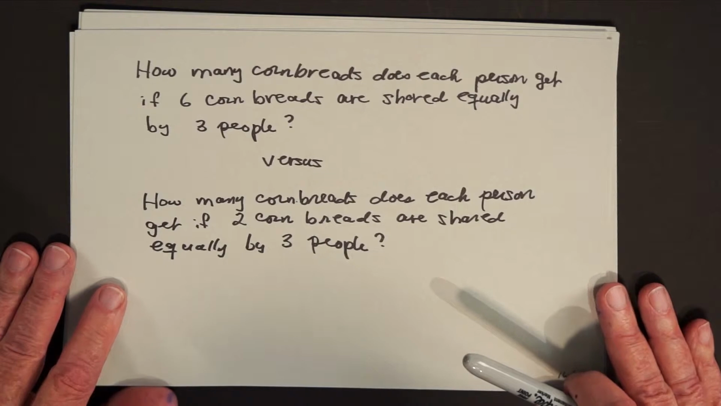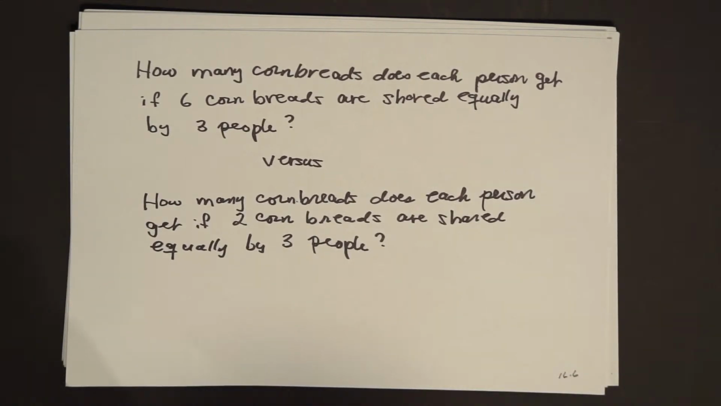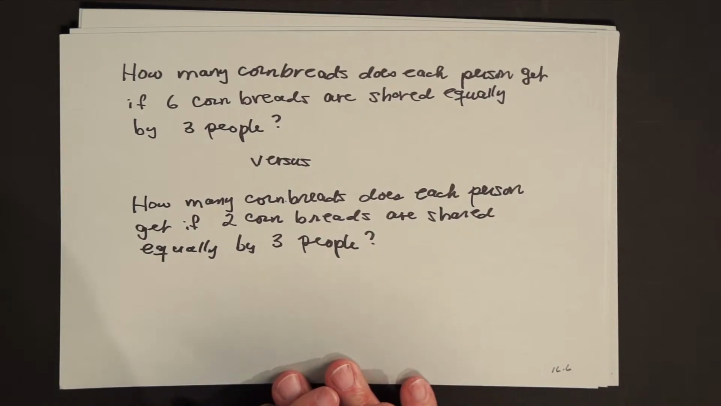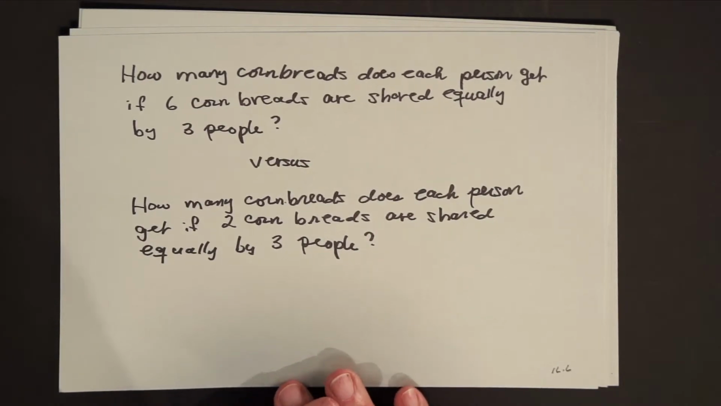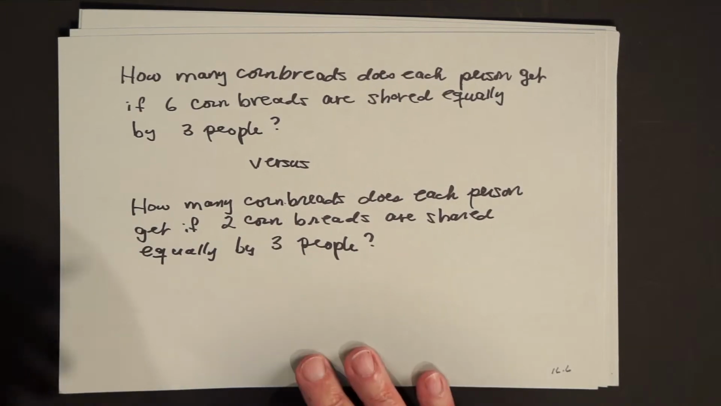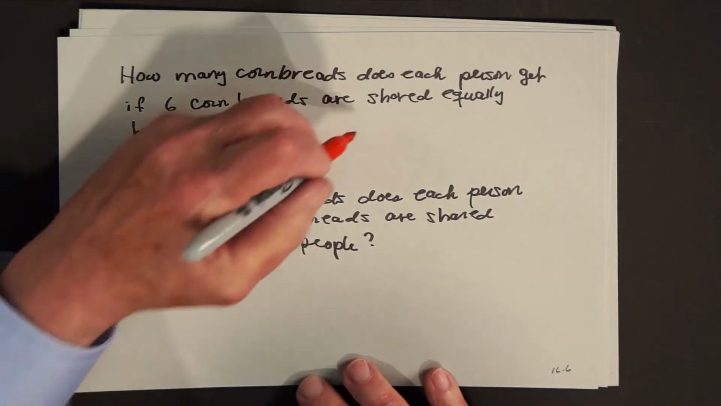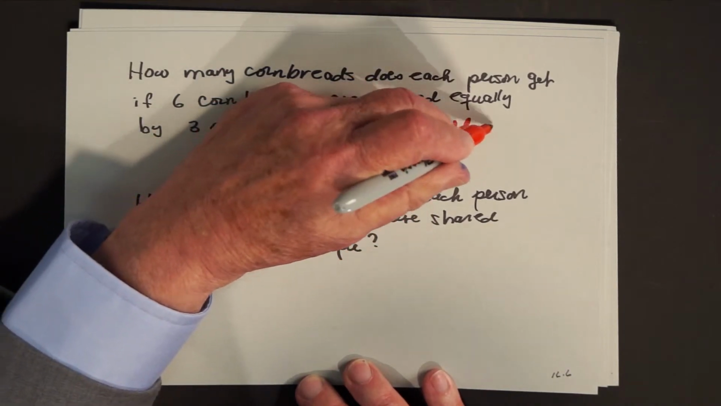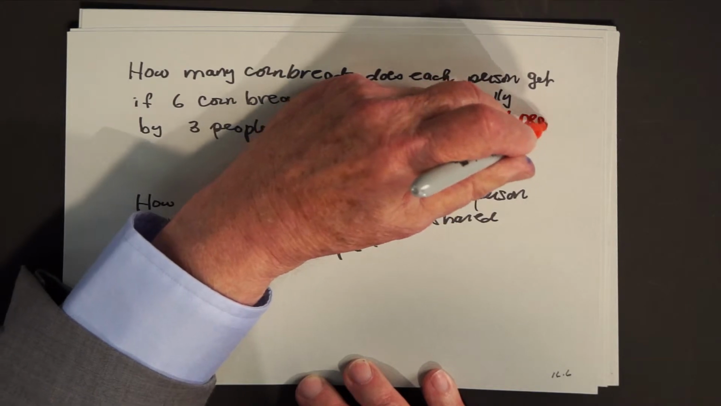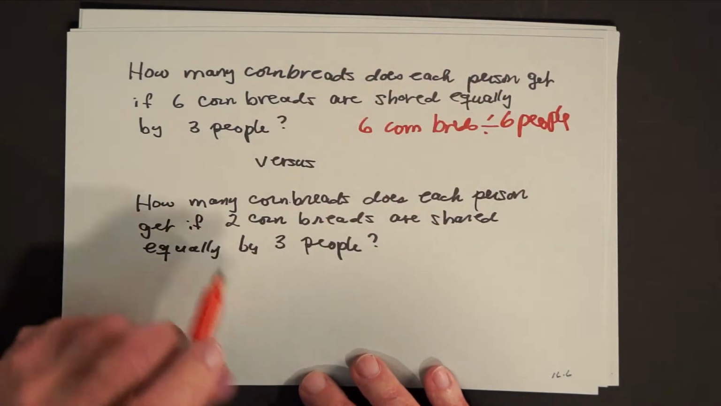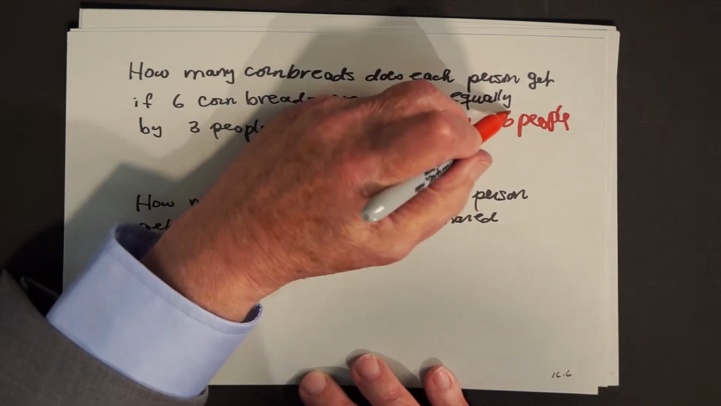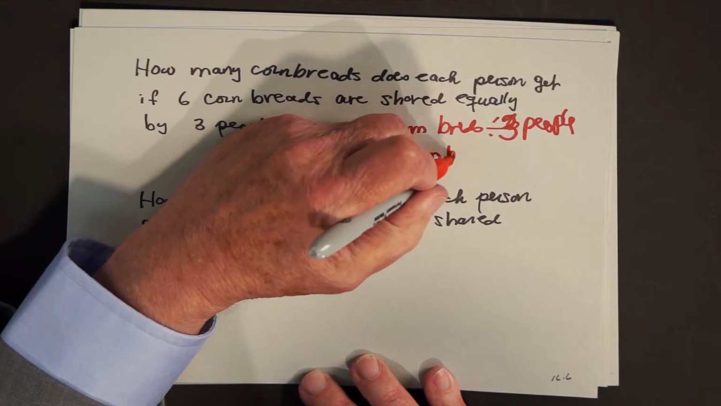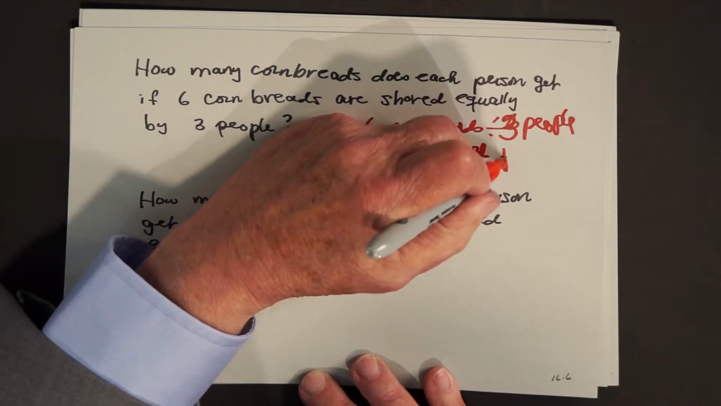So the question is, let's see what happens now when we look at division. Here's a rather simple problem. How many cornbreads does each person get if 6 cornbreads are shared equally by 3 people? Well, I think everybody knows that. You take the 6 cornbreads, divide that by 3 people, and you have what? 6 divided by 3 is 2, and it's 2 cornbreads per person.